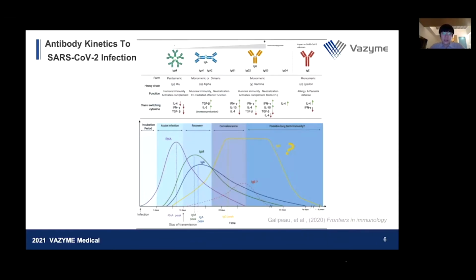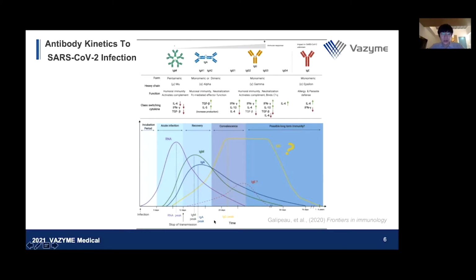So here we show the kinetics. Based on the structure and function, the antibodies in our body can be divided into IgM, IgA, IgG, and IgE. Usually IgE is more related to allergies, and IgM, IgA, and IgG play a very important role in our immune system to fight against different diseases.